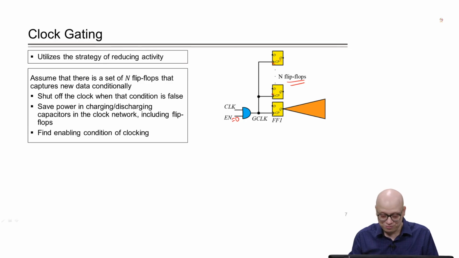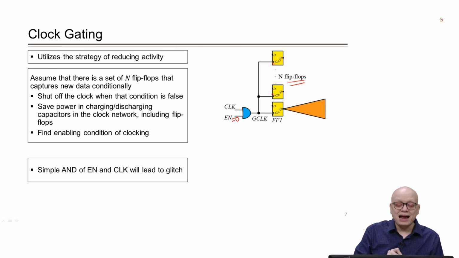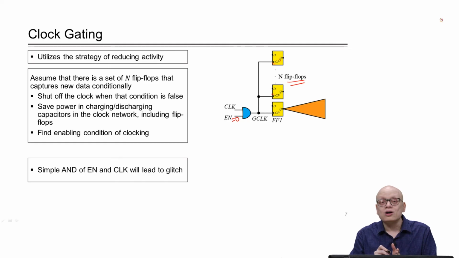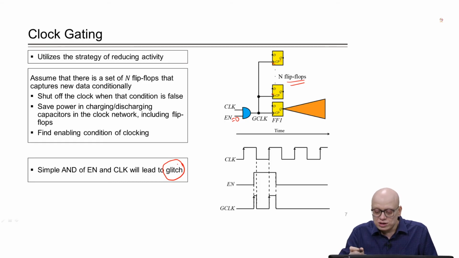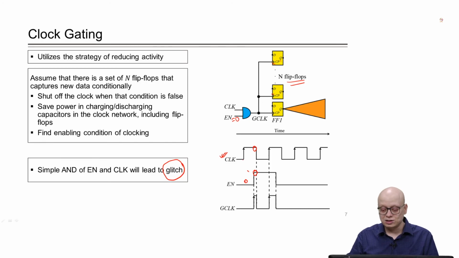What is that flaw? The simple AND of enable and clock will lead to a glitch, and let us understand how it can lead to a glitch. Suppose this was the clock signal, and the enable signal made a transition from 0 to 1 when the clock was high. In this small duration, the enable signal made a transition from 0 to 1. Now, what will happen to this GCLK?